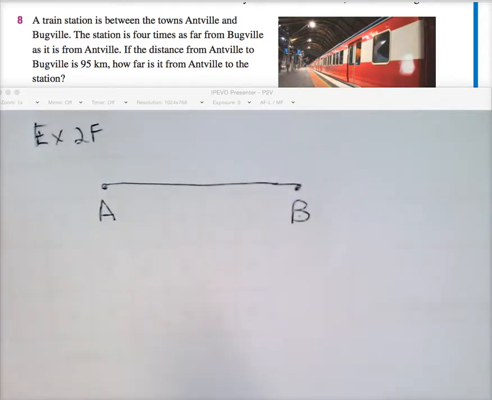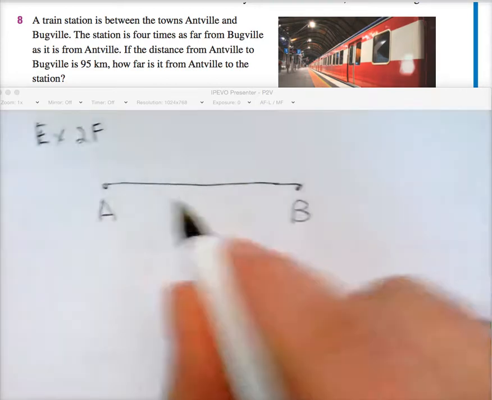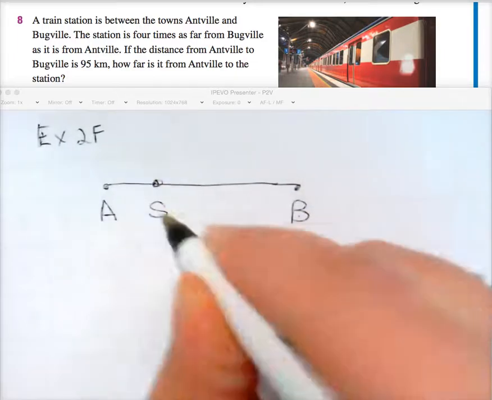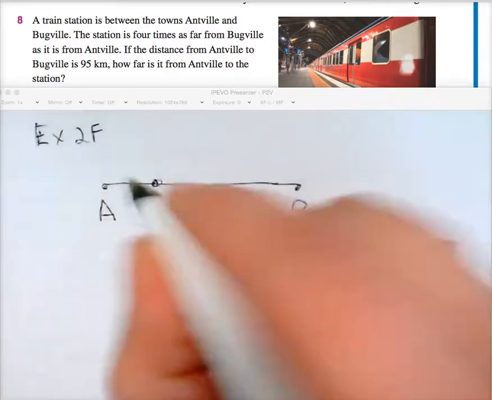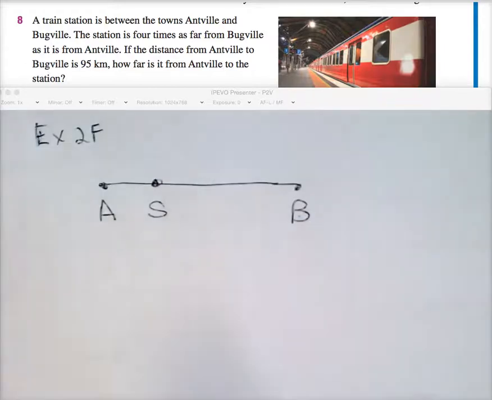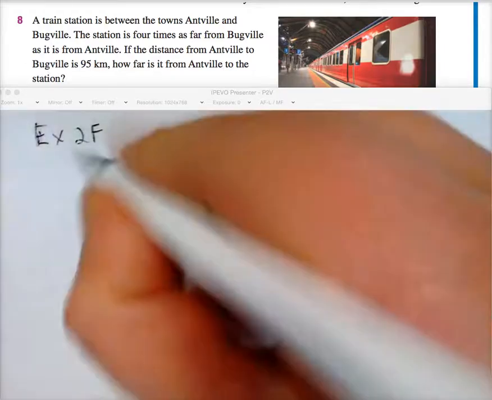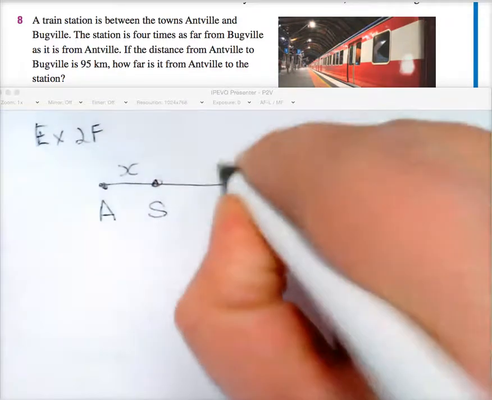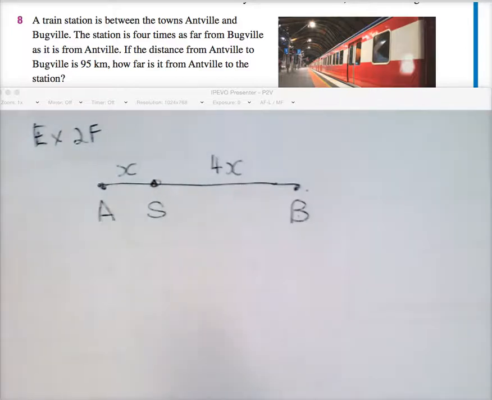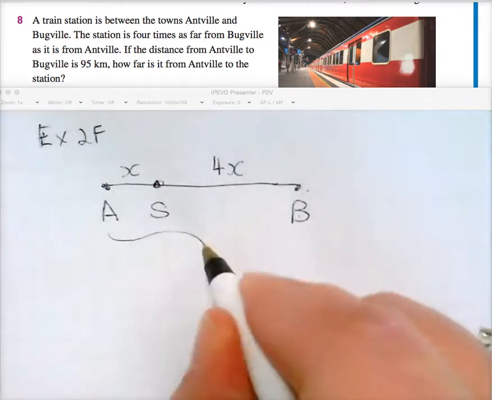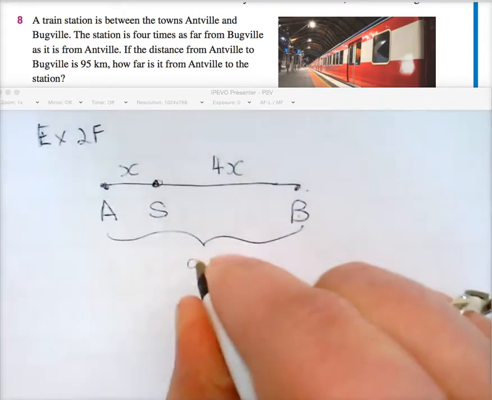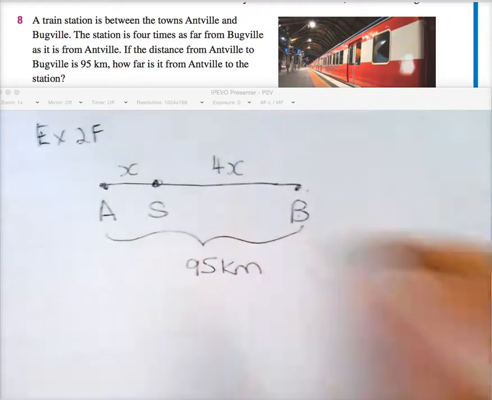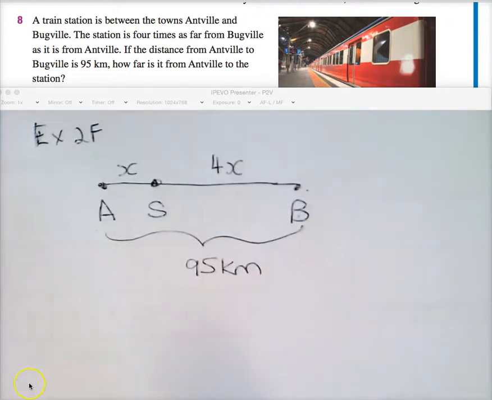The station is 4 times as far from Bugville as it is from Antville. Antville's closer, so here's S for the station. What do I put as the distance from A to S? So I'm going to call this X, and I'm going to call this distance from the station to Bugville 4X. And then it says if the distance from Antville to Bugville, so all of that distance is how much? 95 kilometres. How far is it from Antville to the station?